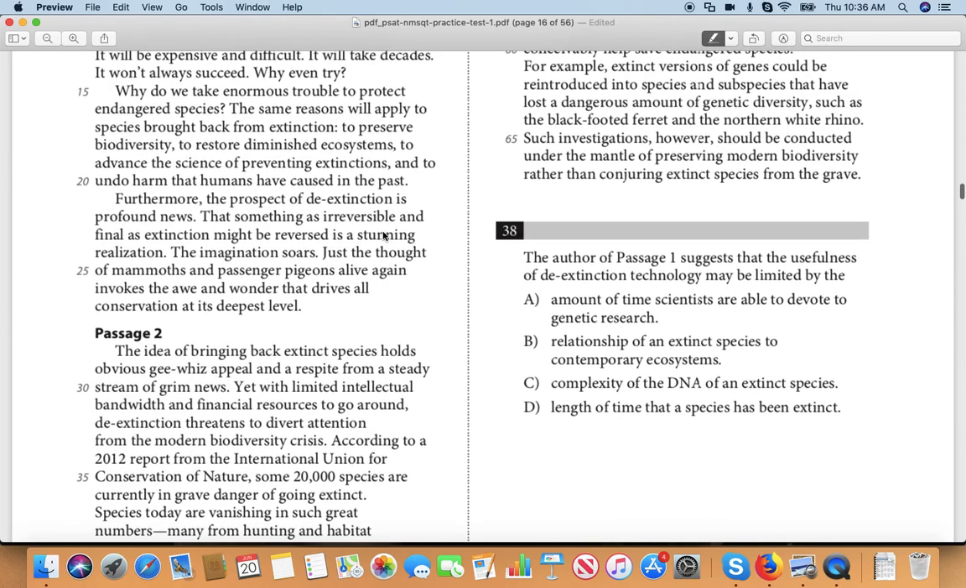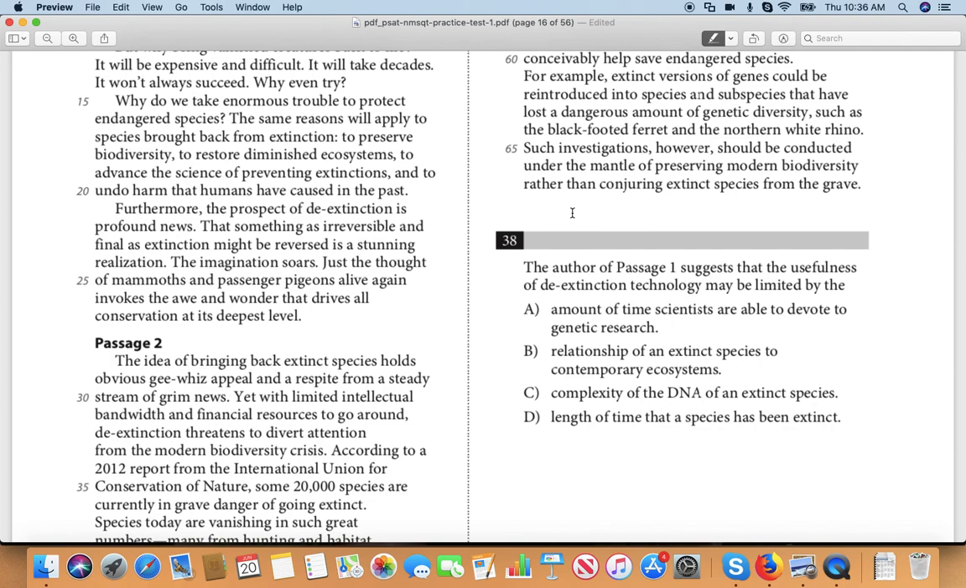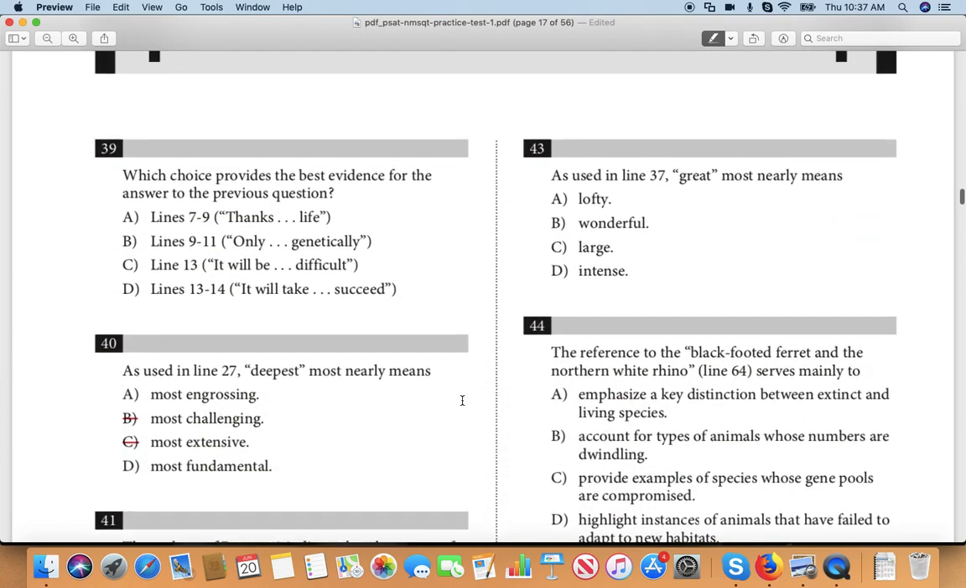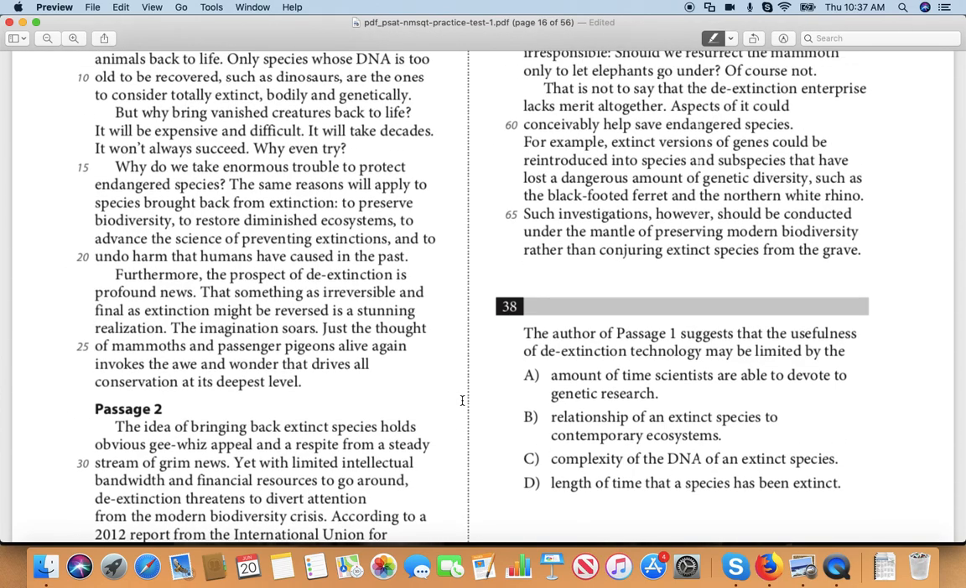So let's plug that in. Just the thought of mammoths and passenger pigeons alive again invokes the awe and wonder that drives all conservation at its most fundamental level. I also don't think that really fits, because fundamental means like originality. The only problem is that D is the correct answer choice. Really? Yep, sure is. I know you're sold on engrossing.